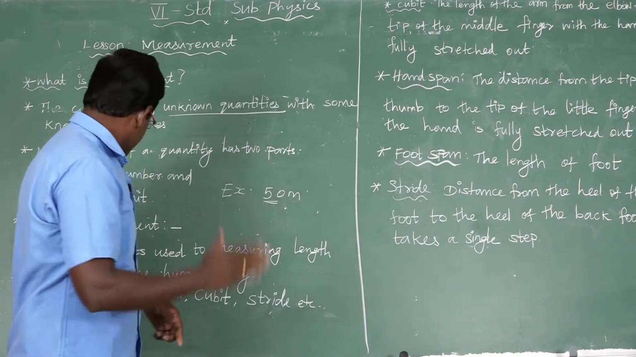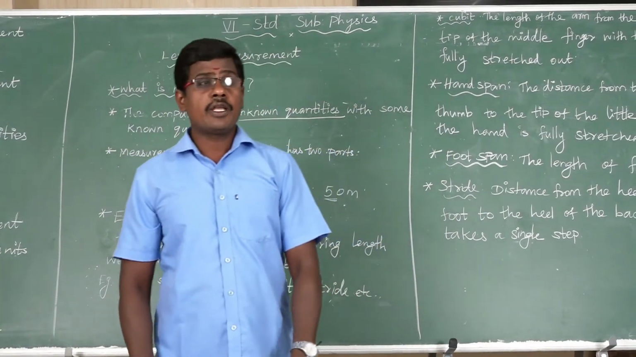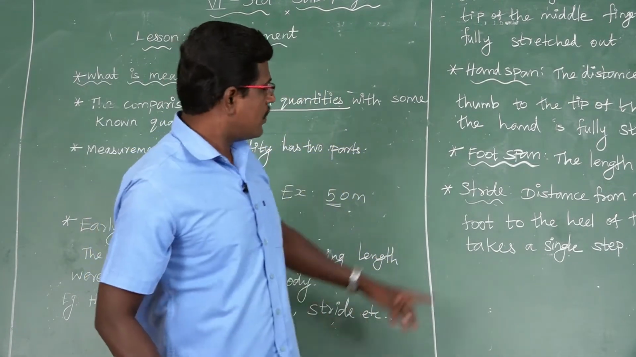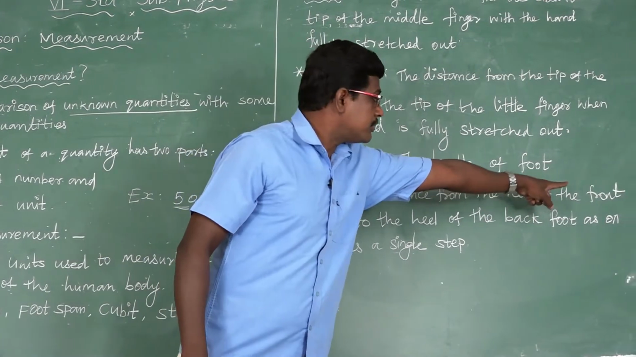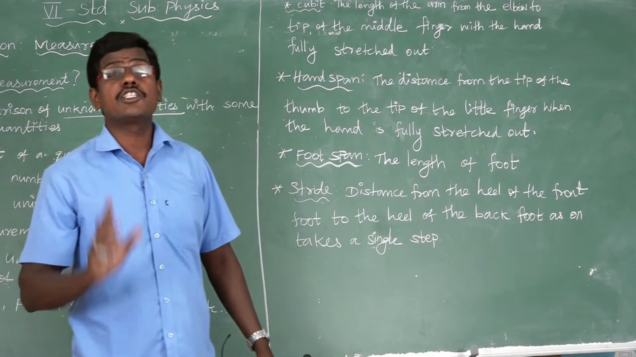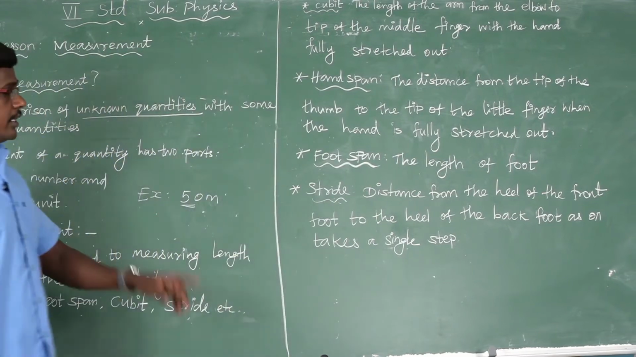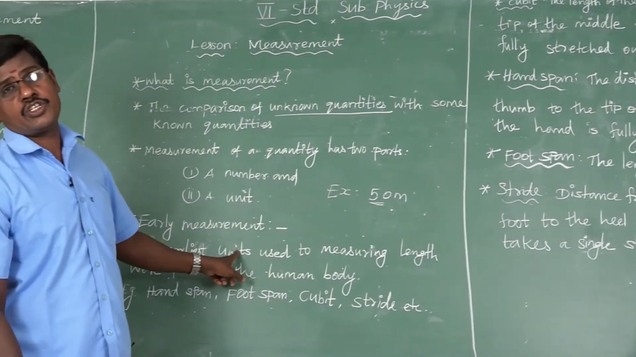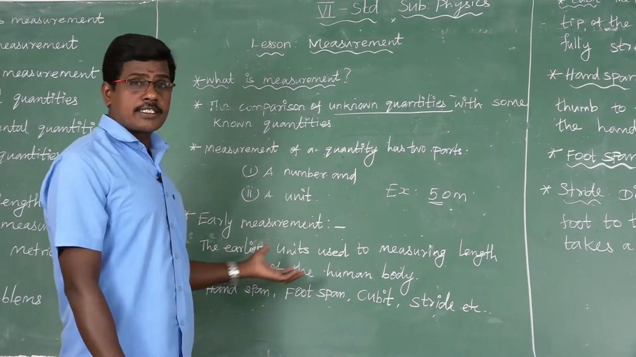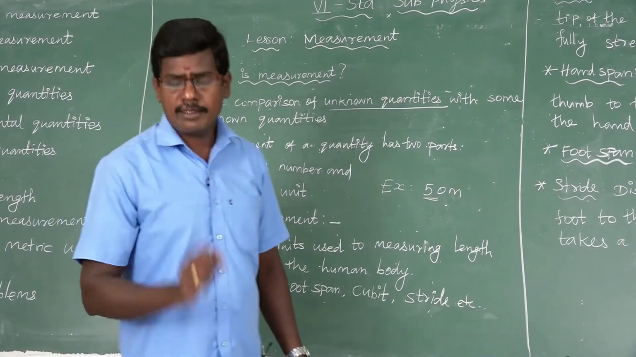Next, what is a stride? Stride means the distance from the heel of the front foot to the heel of the back foot, taking a single step. These are early units of measurement. They are approximate measurements, not accurate measurements. They vary from person to person, so modern measurement is used.